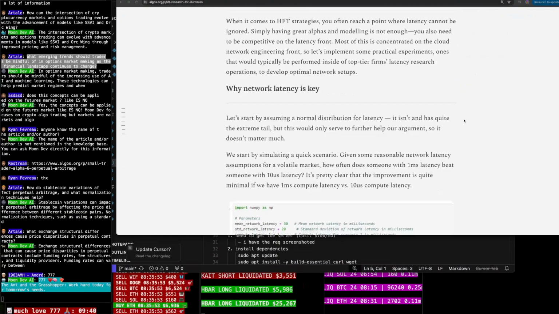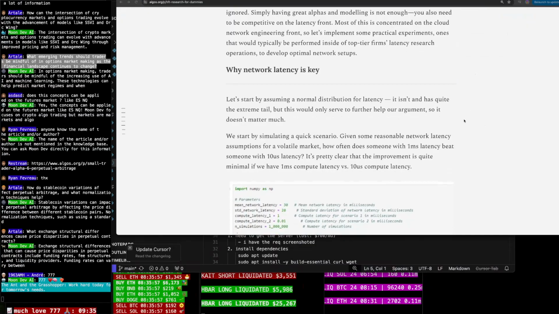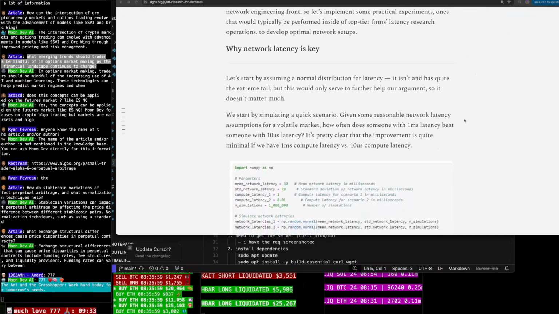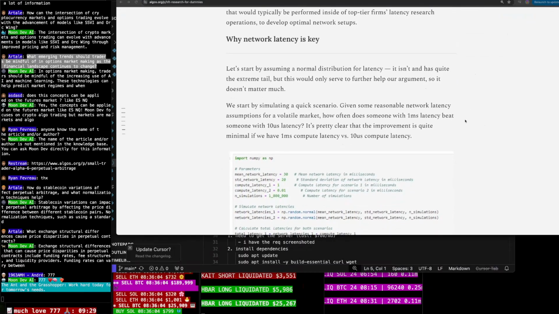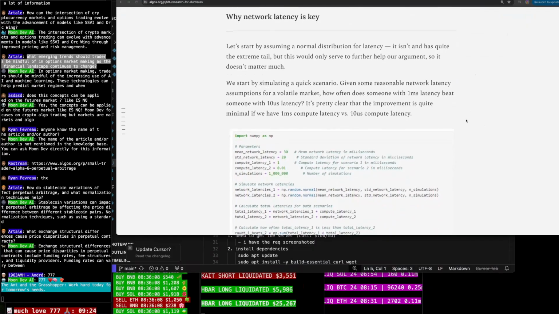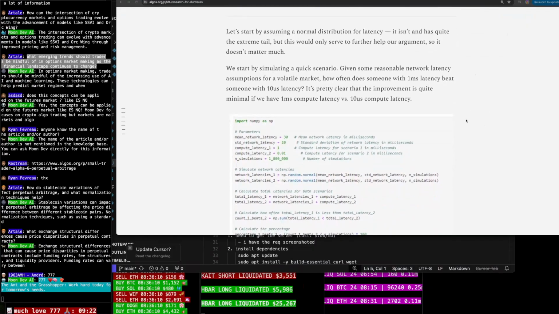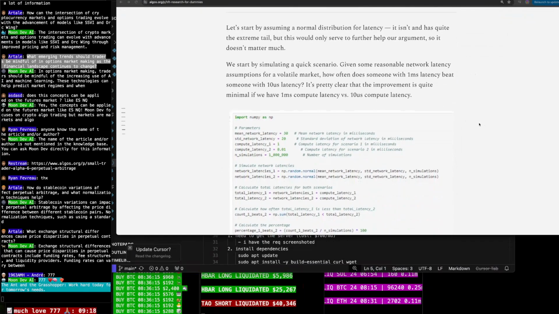Most of this is concentrated on the cloud network engineering front, so let's implement some practical experiments, ones that would typically be performed inside the top tier firms' latency research operations to develop optimal network setups. Why latency is key. Let's start by assuming a normal distribution for latency, though it isn't, and has quite the extreme tail. But this would only serve to further help our argument, so it doesn't matter much.